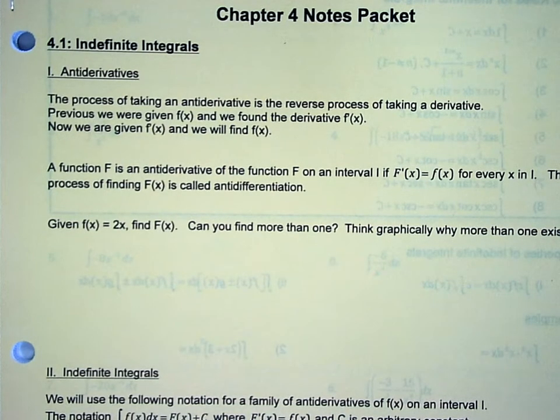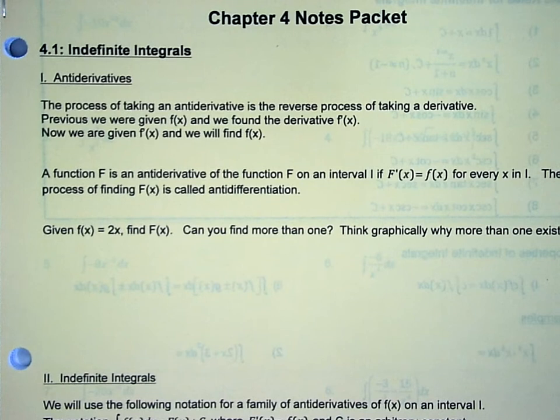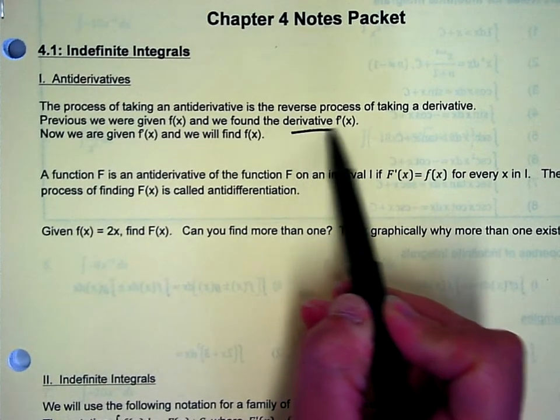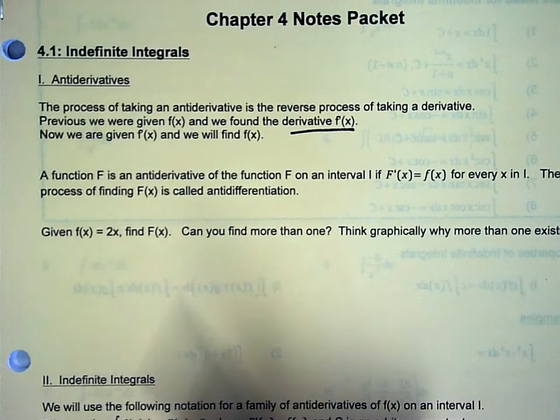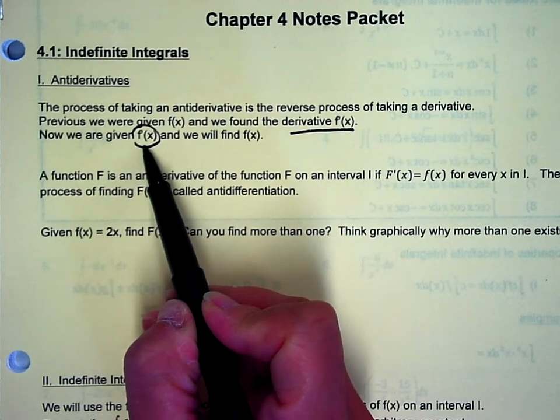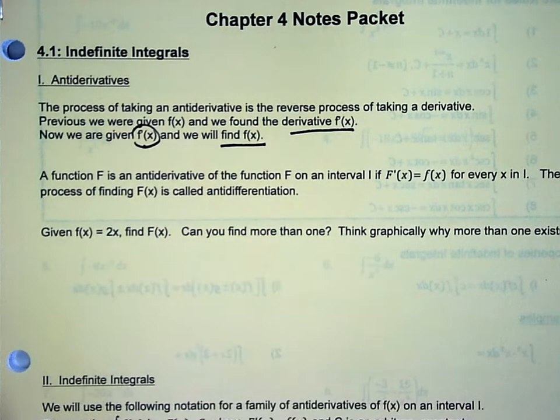Today what we'll be working on is the process of taking an antiderivative of a function, which is basically the reverse process of taking a derivative. So previously, if I gave you f of x, you had to find the derivative f prime of x. Now I'm going to give you f prime of x, and you're going to find the function above it, or f of x.